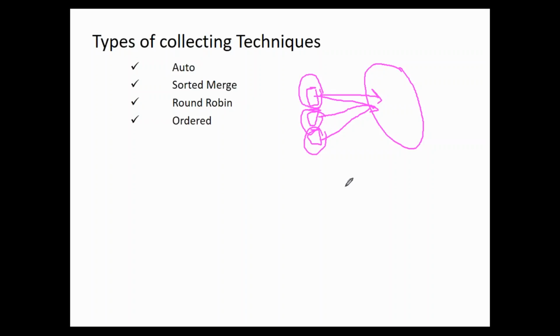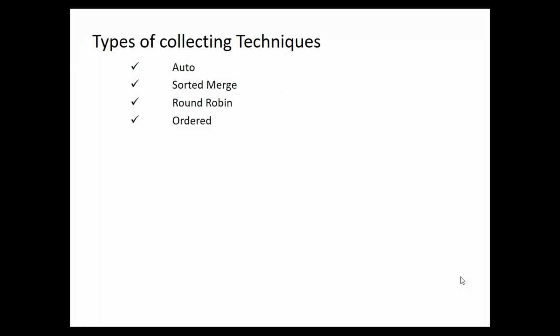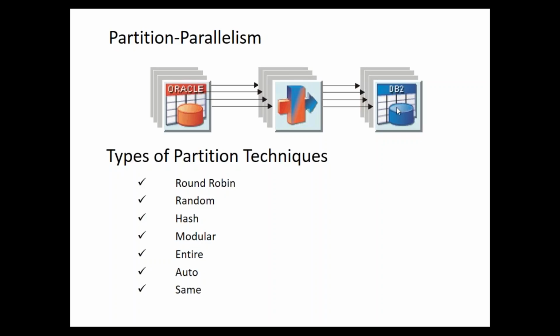Like this, in a particular order of the nodes, it will collect the data into the target. So these are the different types of collecting techniques. We need to select the collecting technique at the end of the job, in this particular stage. In all the remaining stages we need to select the partition techniques. Remember one thing: we need to provide these partition techniques in each and every stage of the job. So we can use different partition techniques in a single job. For example, if we have 20 stages, we can use all these different partition techniques in each and every stage.